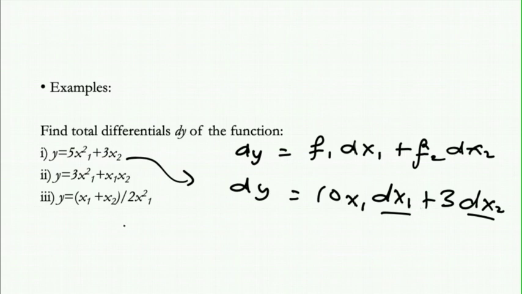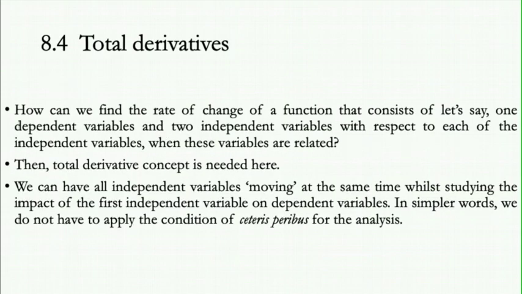So we are done with total differential and differential. Now we want to move to total derivative. Now what is total derivative here? If you look here, how can we find the rate of change of a function that consists of, let's say, 1 dependent variable and 2 independent variables with respect to each of the independent variables when these variables are related?